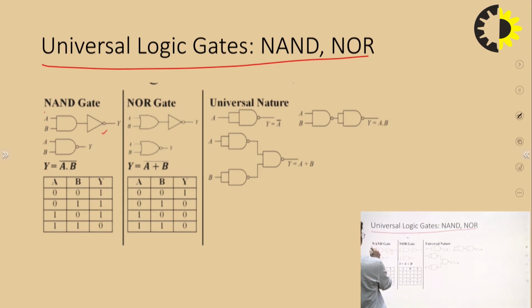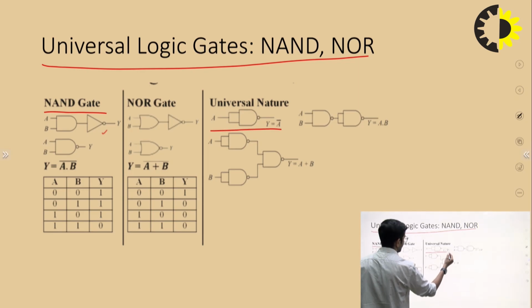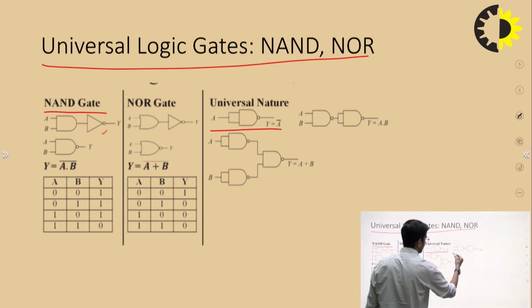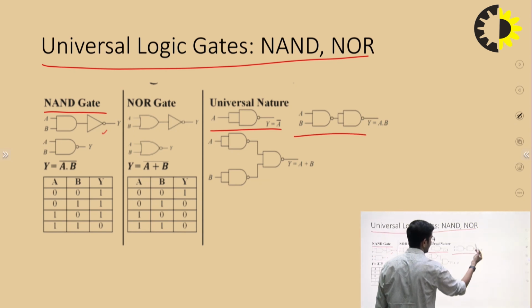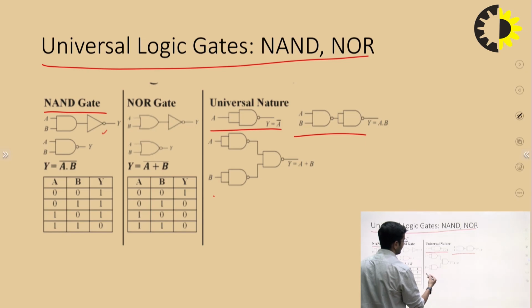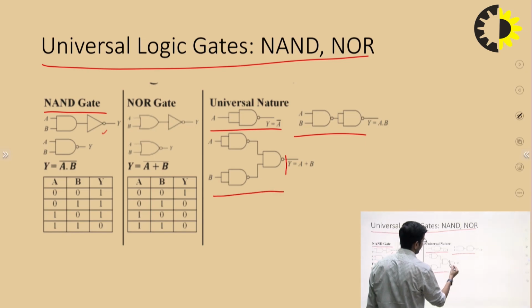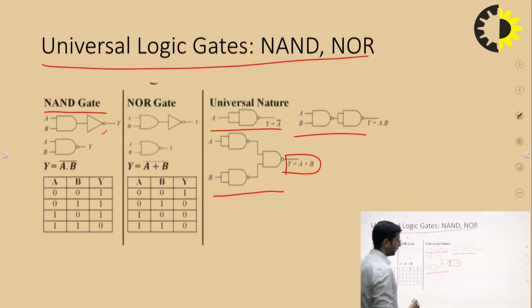Like with the help of NAND gate, here you can see, we can implement the NOT gate. With the help of NAND gate, we can implement the AND gate. With the help of NAND gate, we can also implement the OR gate. So with the help of NAND and NOR gate, we can implement all the basic logic gates. That's why these two are called universal logic gates.